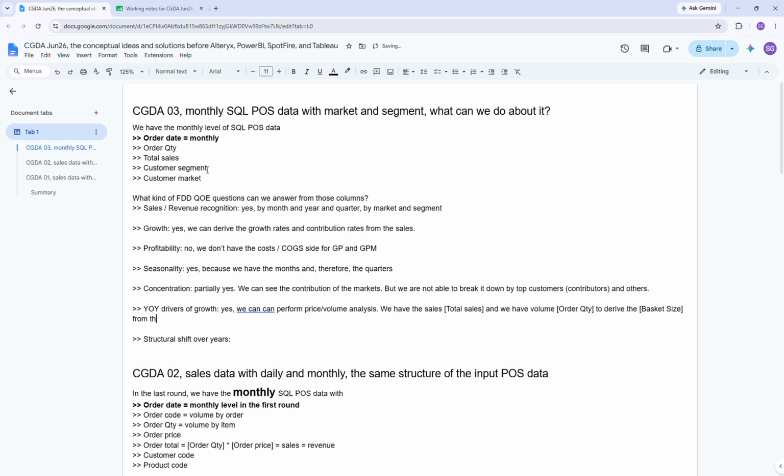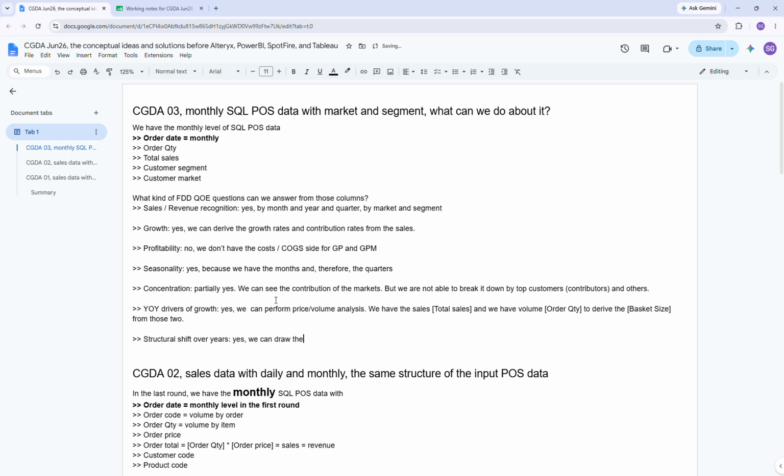Okay, so because it's the basket size will become the price, and then the volume is here, and then the sale, and then we need three parameters in order to perform this one. So the answer is yes again. Structure shift over here. So this one is very straightforward. Yes.